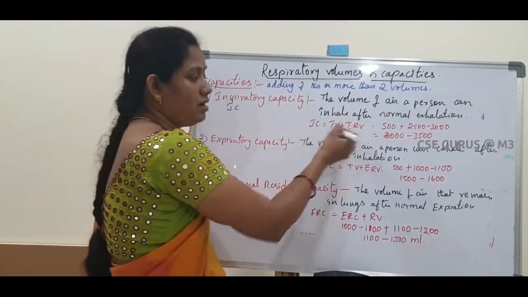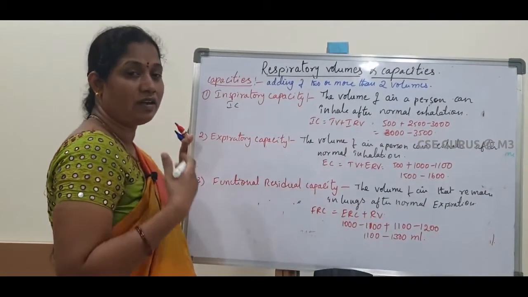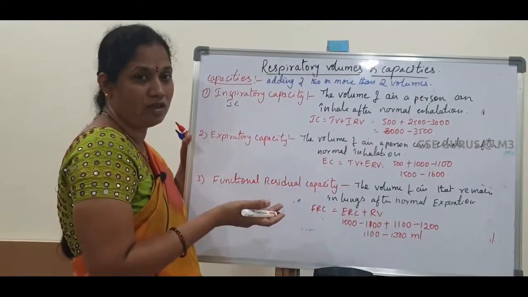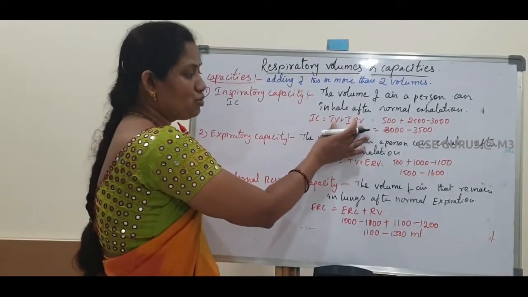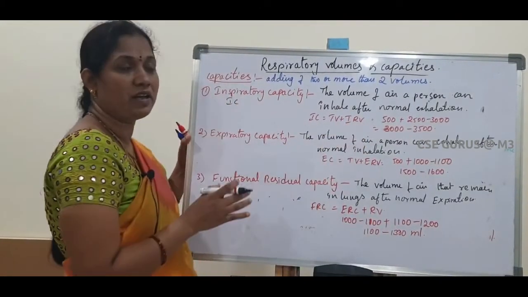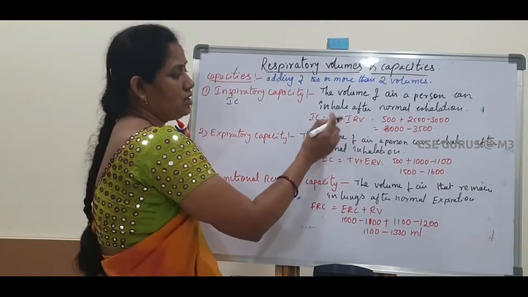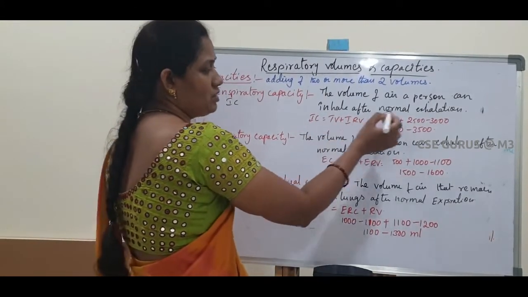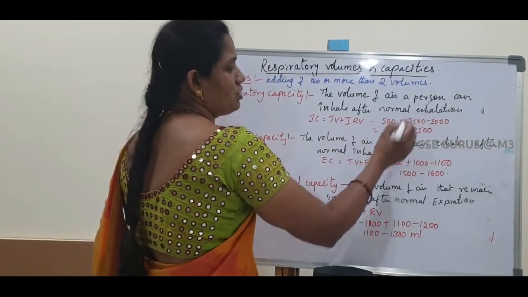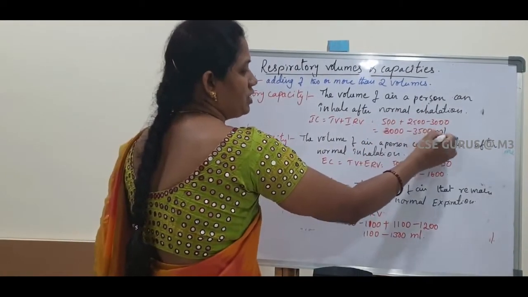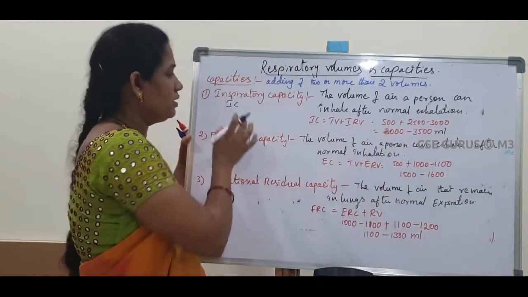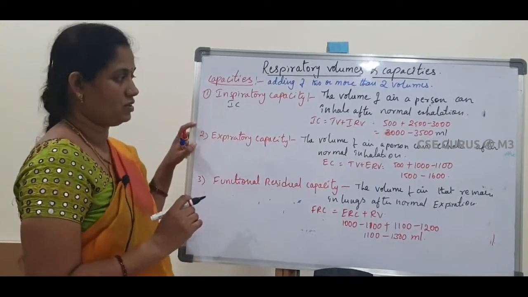Then IRV also I can take, and TV also I can take. So these two together are called inspiratory capacity. Here TV is 500 ml and IRV is 2500 to 3000 ml, so finally 3000 to 3500 ml is the inspiratory capacity.